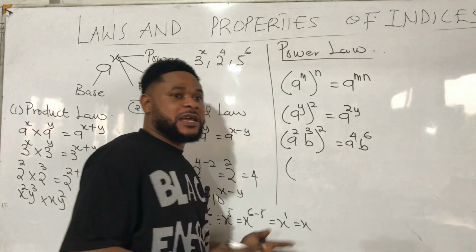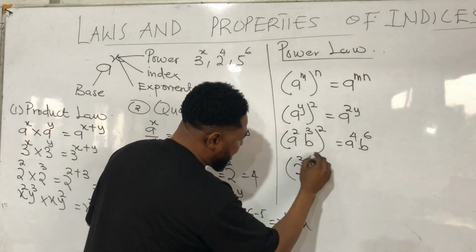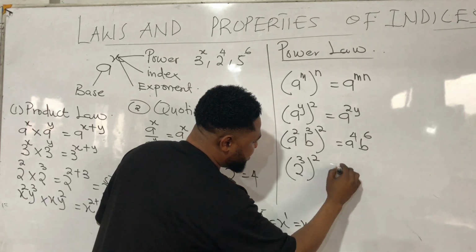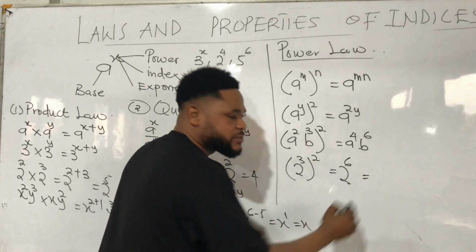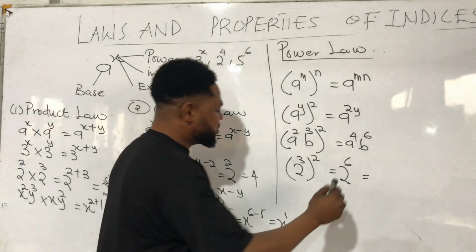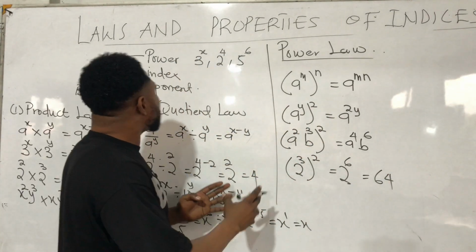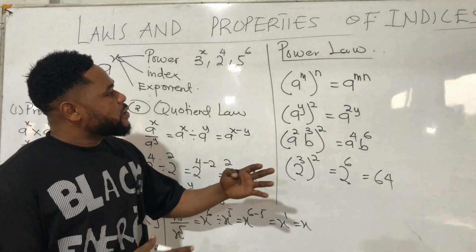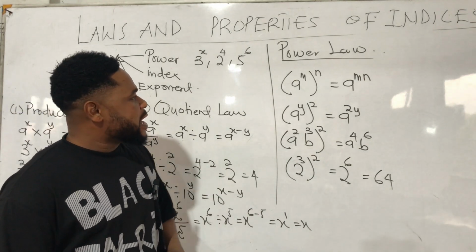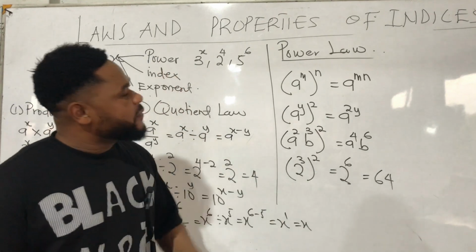If I have, let's say, 2 raised to the power 3, all raised to the power 2, it is the same as 2 raised to the power, this will multiply this, 6. And when we do this, we can get 64. So these are some few laws of indices that we can have. Let us move on to the properties of indices.